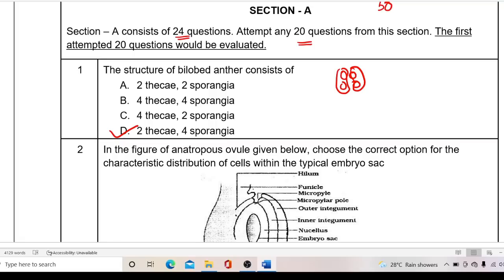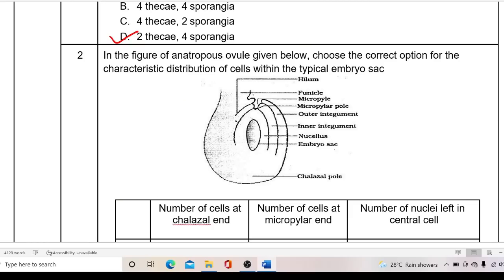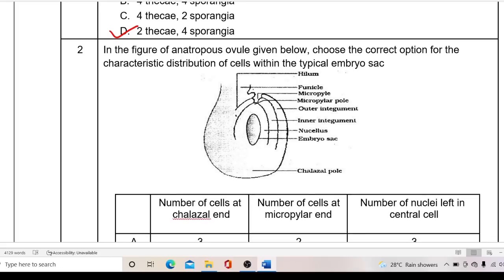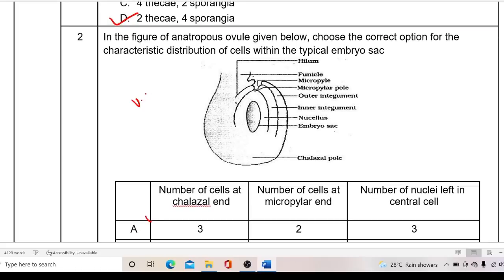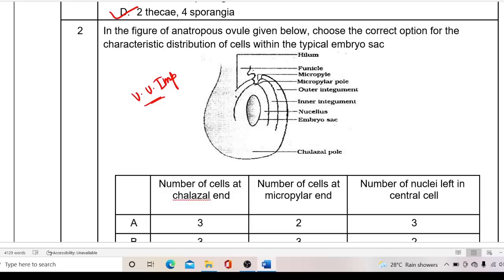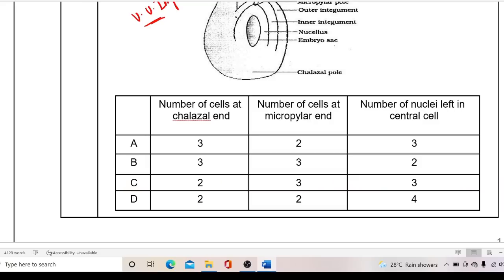In the figure of anatropous ovule given below, choose the correct option for the characteristic distribution of cells within the typical embryo sac. Okay, so here we can see this diagram is very important. Okay, so आप लोग क्या करेंगे, ये डायग्राम घर में बहुत अच्छे से प्रैक्टिस कर लेंगे. ठीक है, the labelling, everything, the orientation also. माइक्रोपाइलर कौन से साइड पे है, चैलाजल कौन से साइड पे. Okay, so here you have to find out the distribution of the cells in the embryo sac, कि number of cells in chalazal end कितने होते हैं, number of cells in micropylar end कितने होते हैं, and number of nuclei which is left in the central cell.